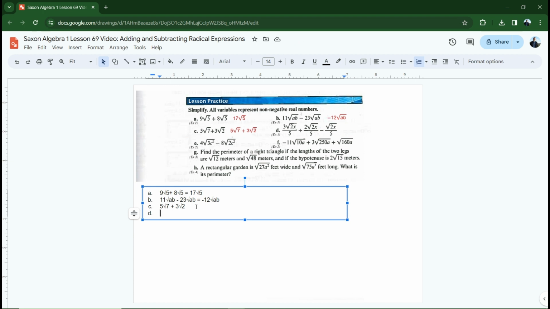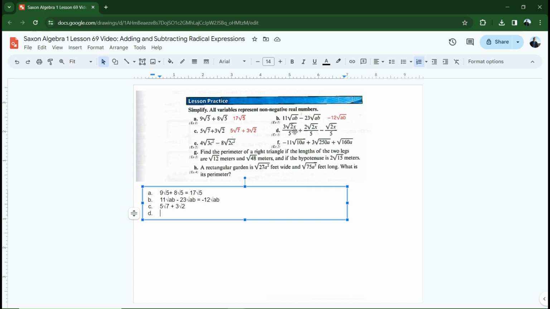Can I do this in a fraction? Let's find out. 3 over 5 times the square root of 2x plus 2 over 5 times the square root of 2x minus 1 over 5 times the square root of 2x. Now, did you hear how I read that? This is like saying 3 fifths of whatever the square root of 2x is plus 2 fifths of whatever the square root of 2x is. Well, 3 fifths plus 2 fifths of something we can do.